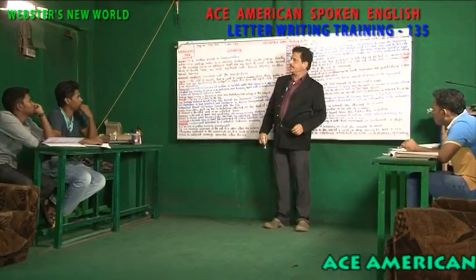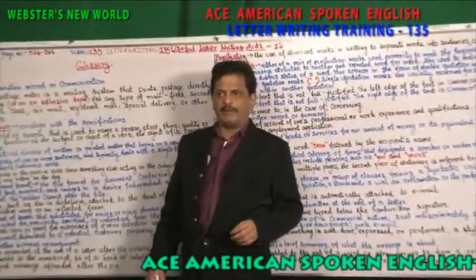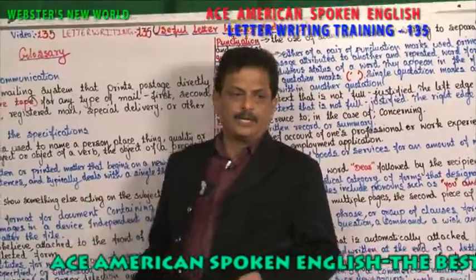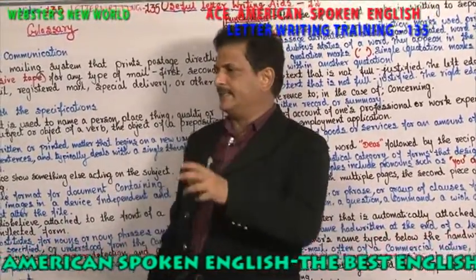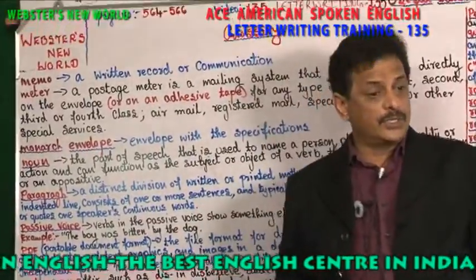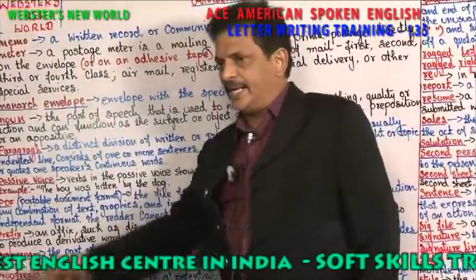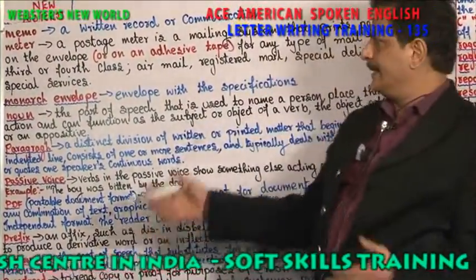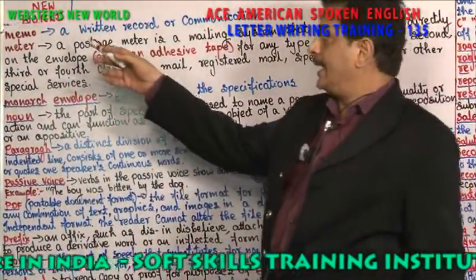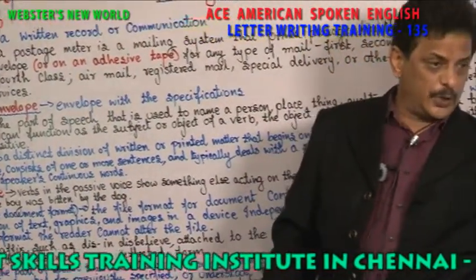Take your Webster's letter writing book. We have come here to the video on letter writing 135. It's the glossary. What do you mean by glossary? Terms are given and the explanation of the terms is called a glossary about a topic. Glossary means terms are given on a particular subject. Maybe this is letter writing, and the words are given and the explanation of those words is called a glossary.